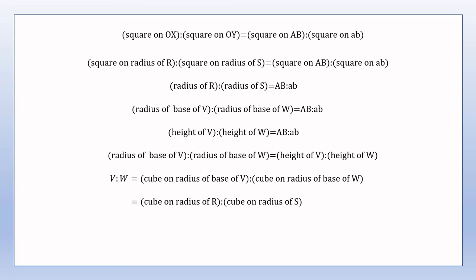But since the radius of r to the radius of s is equal to uppercase AB to lowercase ab, then by using similar geometric arguments as shown earlier, we have that the cube on the radius of r to the cube on the radius of s is equal to uppercase AB cubed to lowercase ab cubed. Therefore, by Euclid 5.11, we have the result, v to w is equal to uppercase AB cubed to lowercase ab cubed.